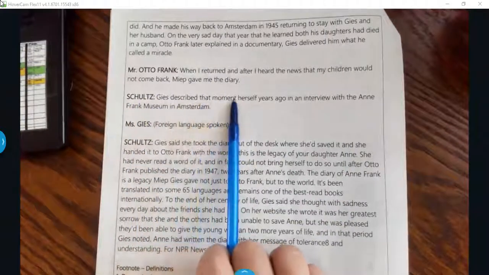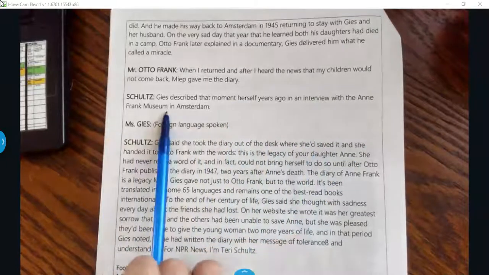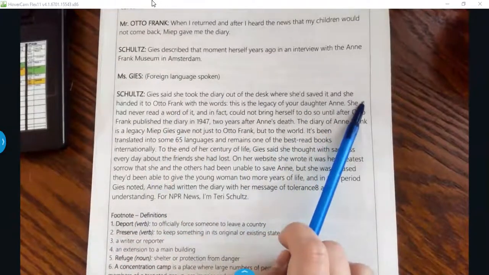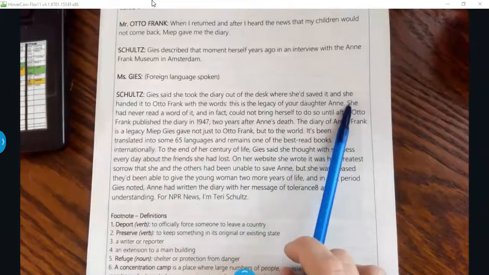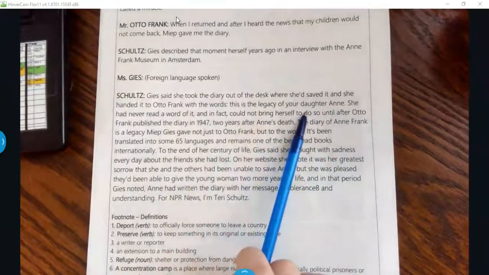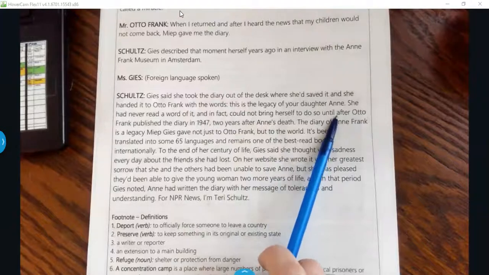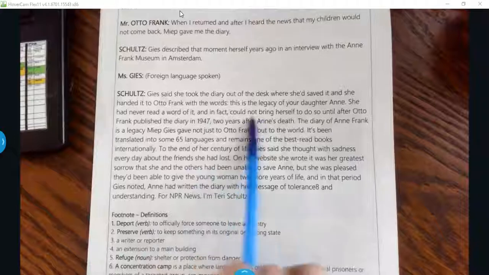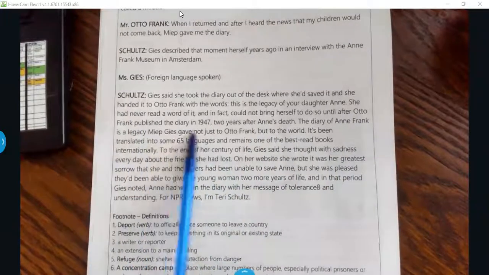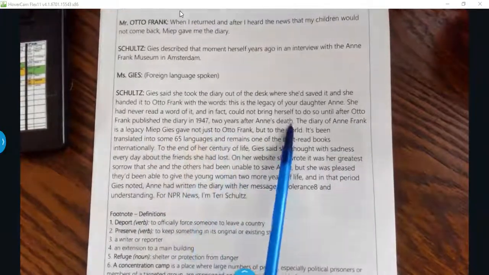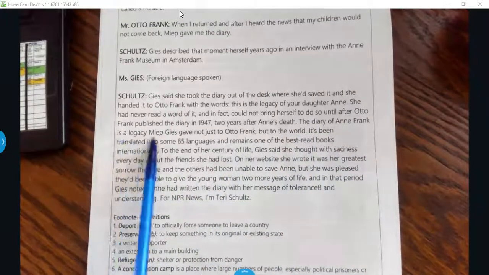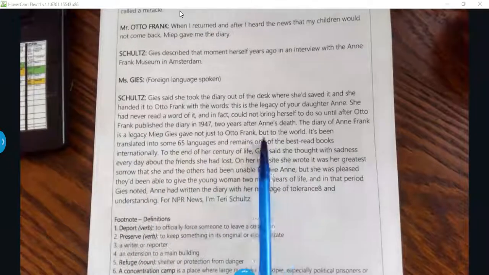Gies described that moment herself years ago in an interview with the Anne Frank Museum in Amsterdam. Gies said she took the diary out of the desk where she'd saved it, and she handed it to Otto Frank with the words, "This is the legacy of your daughter, Anne." She had never read a word of it, and in fact, she could not bring herself to do so until after Otto Frank had published the diary in 1947, 2 years after Anne's death. The Diary of Anne Frank is a legacy Miep Gies gave not just to Otto Frank, but to the world.